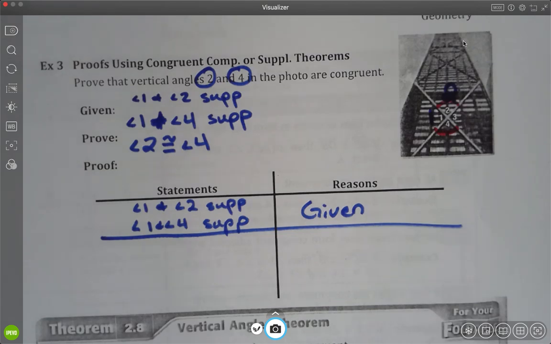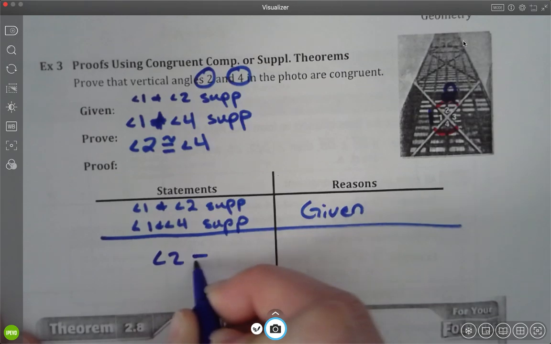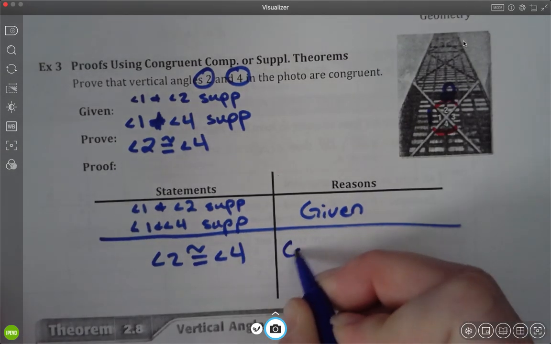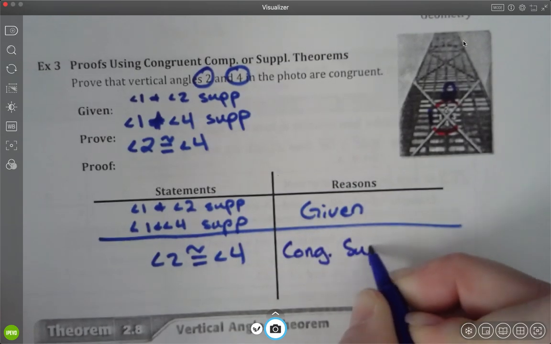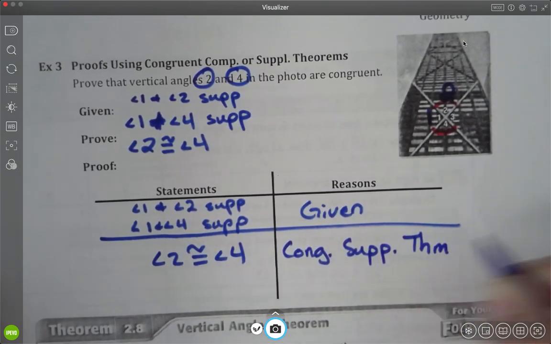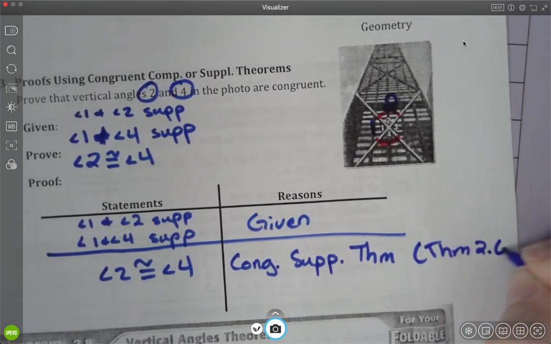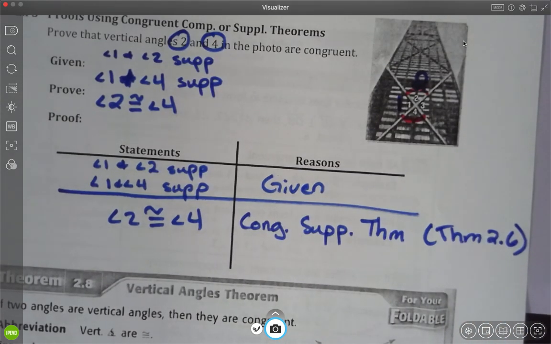Can we jump right to them being equal to each other? Yes. Yeah, the ones on top. Angle 2 is congruent to angle 4. How do I know that? Because they are both... Yes, but what theorem tells me that? The congruent supplement theorem. If you want to write down theorem, is it 2-7? 2-6. Theorem 2-6. You can do that too. Then what?